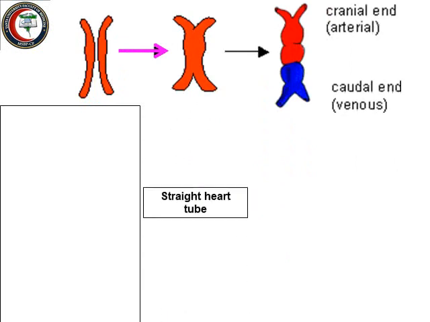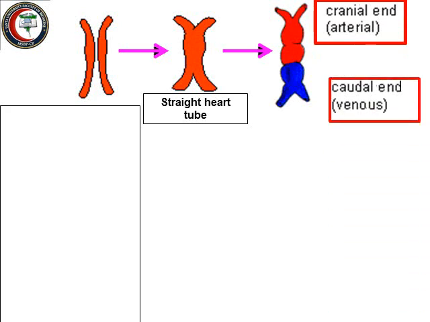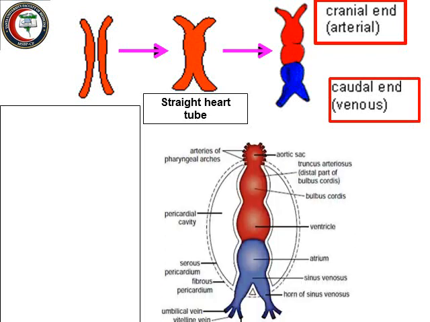Okay, at first, the heart tube is straight. You can see it is straight, formed of two tubes fused with each other to form a straight heart tube. It has two ends. Number one, the cranial end, which is arterial, and the caudal or lower end, which is venous. The cranial end will be the arterial end, but the caudal end is the venous end.